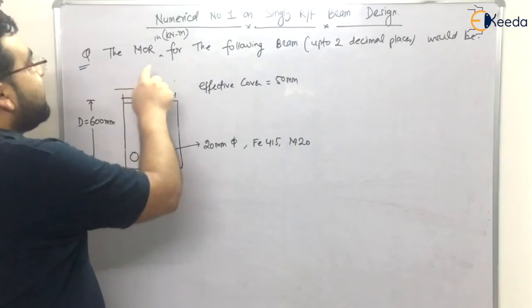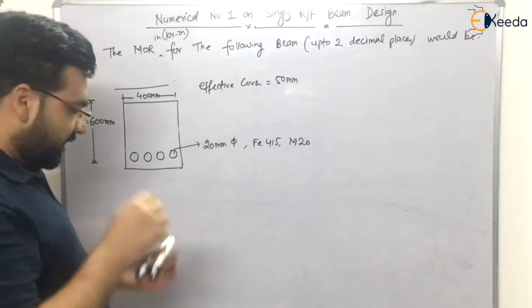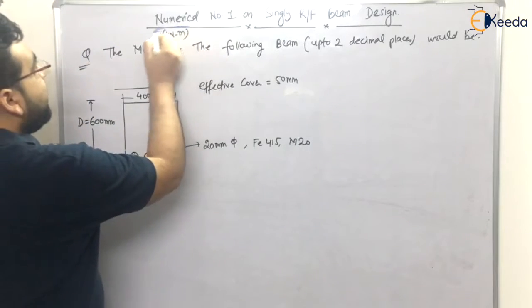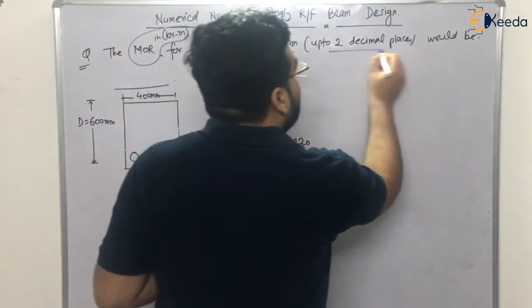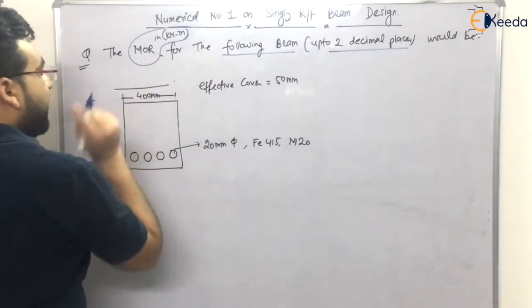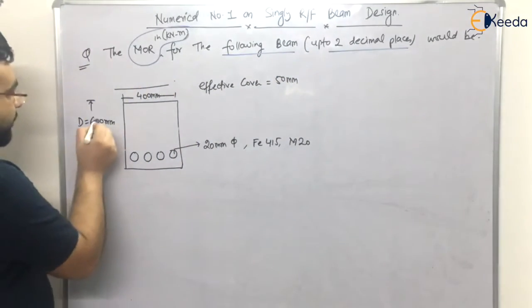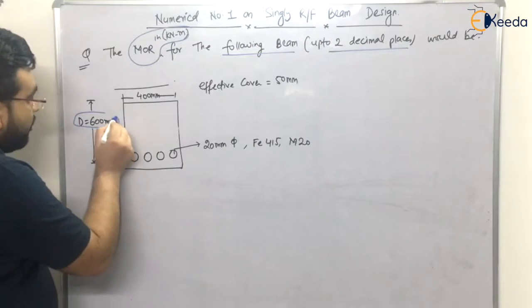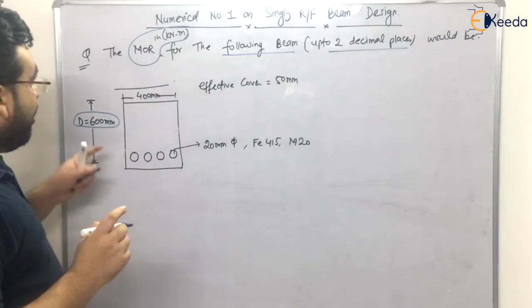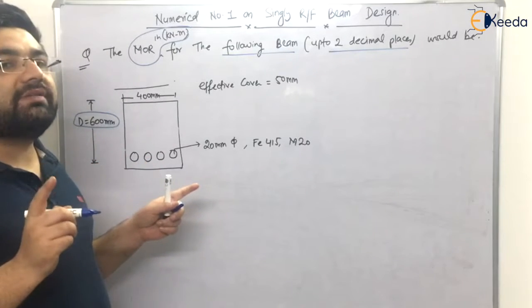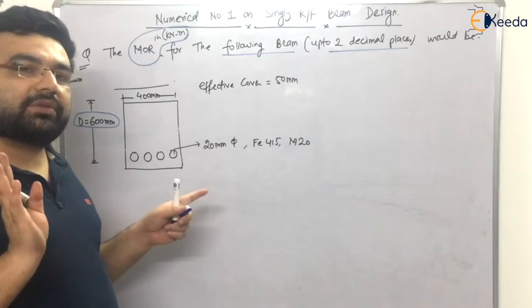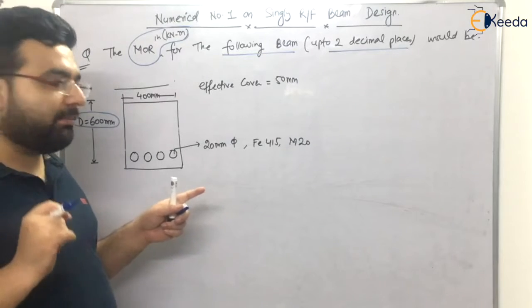The moment of resistance in kilonewton meter for the following beam, up to 2 decimal places, would be. So this is the beam given to you. This is the overall depth. Now don't make the mistake of assuming overall depth as the effective depth. I told you the difference between the overall depth and the effective depth, right? I hope you remember.